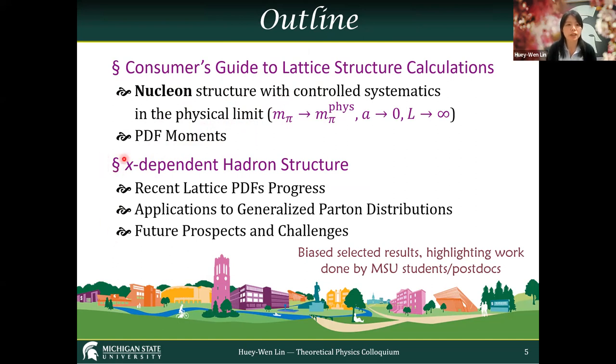And then in the second half of the talk, I want to talk about a lot of recent progress on using the large-momentum effective theory, the new method that allows a lot of the latest calculations to extract the Bjorken-x dependence of the pion and nucleon structures. So I'll give a very quick overview of what's been done, some of the results that we also apply to generalized parton distribution functions, and then a little bit on the future prospects and challenges. This is going to be a somewhat biased selection of the results I'm showing, drawn from work my students and postdocs have done in the past. But it's roughly along the way the lattice community is heading as well.